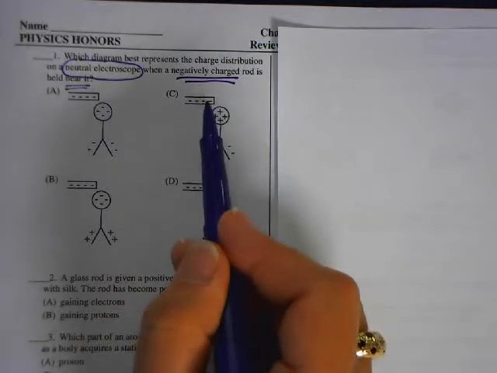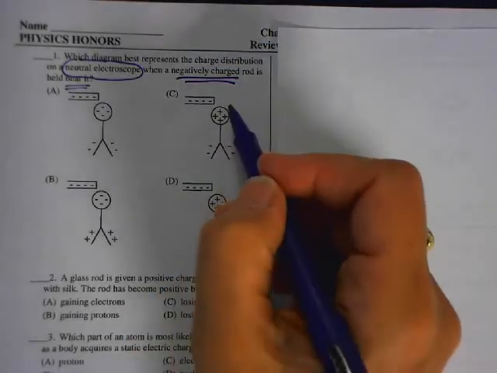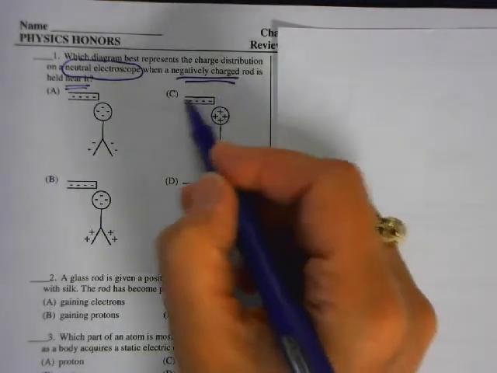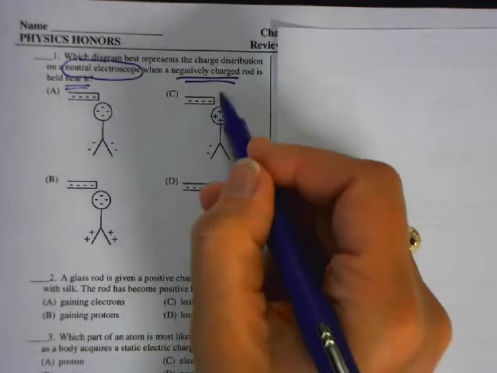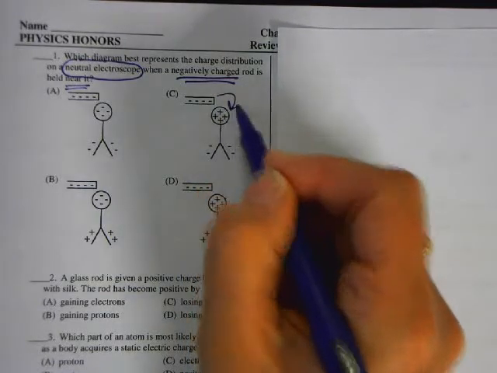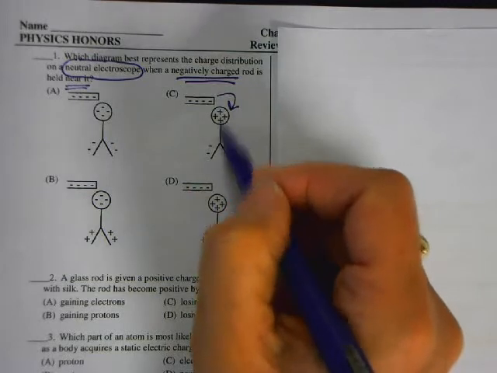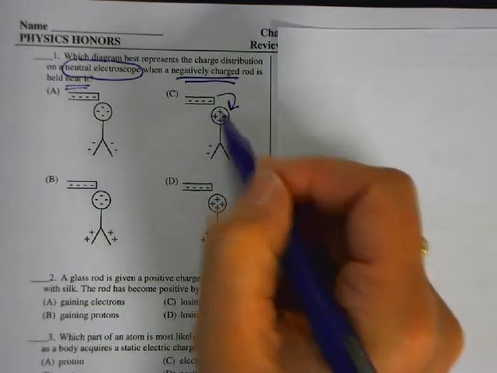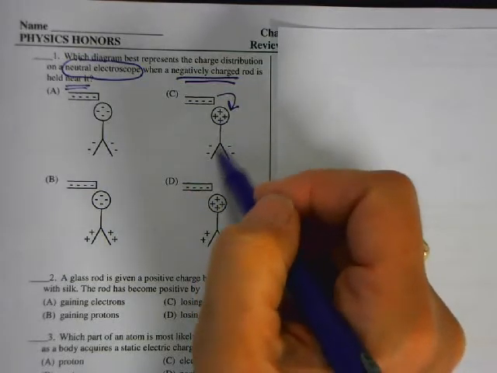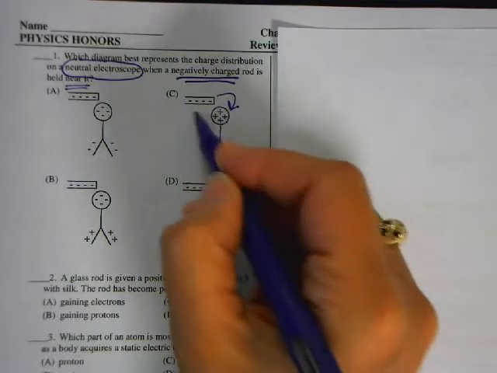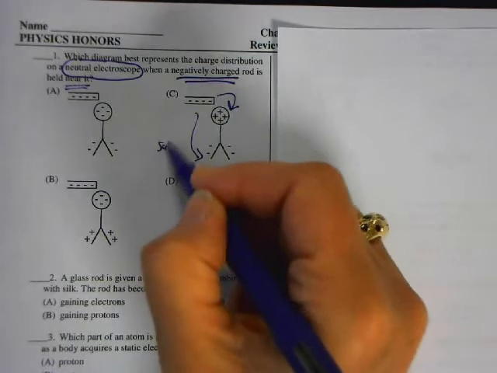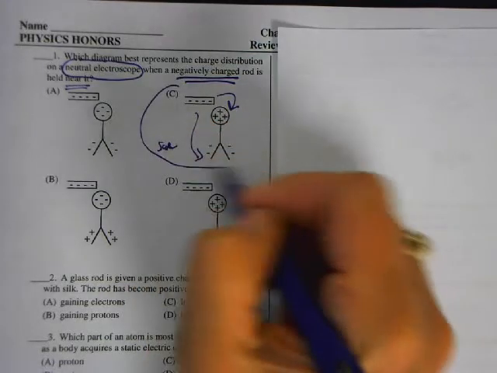Even though the electroscope is initially neutral, what's going to happen at the end? All the positive charges are going to be attracted to the negative rod, and because the positive part is up here, down here we're going to have the negative, and they're going to repel one another. Remember, opposites attract, and likes repel. So the answer here is choice C.